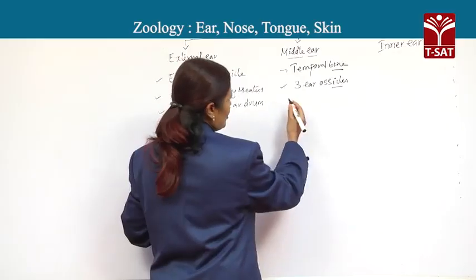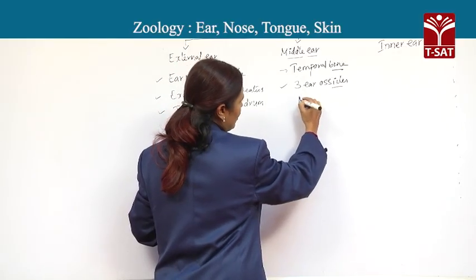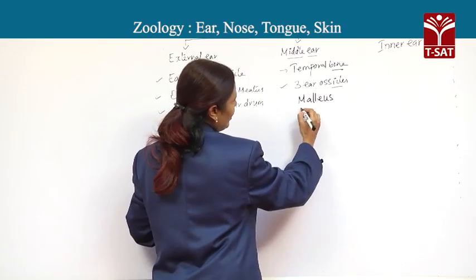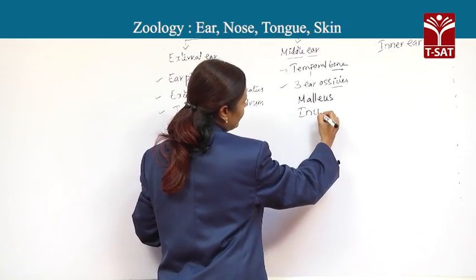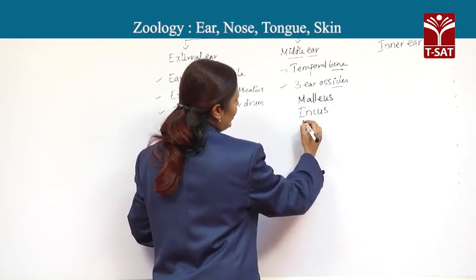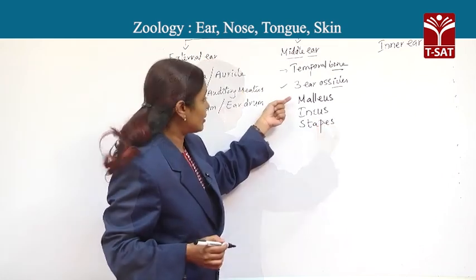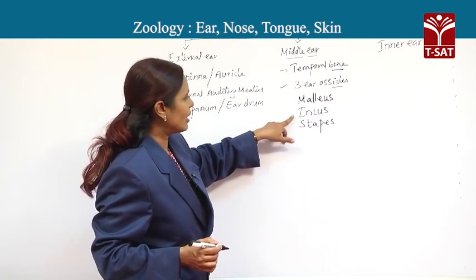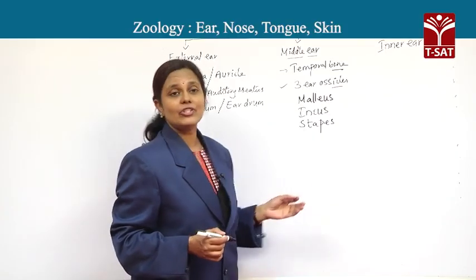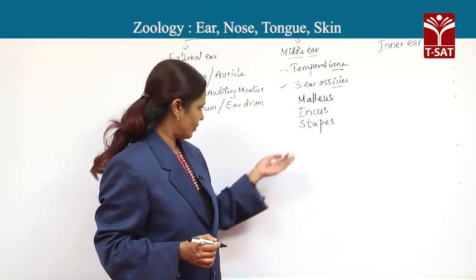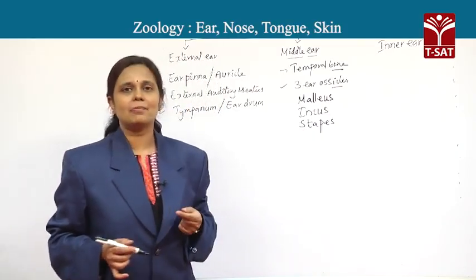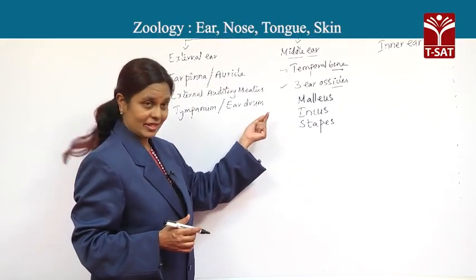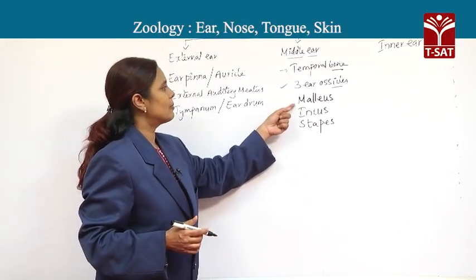From inside to outside, the three ear ossicles are malleus, incus and stapes, arranged in a chain-like fashion. Now, look at the stapes. Stapes is the smallest bone in the body. Now, to remember the order very easily, remember it as Miss.